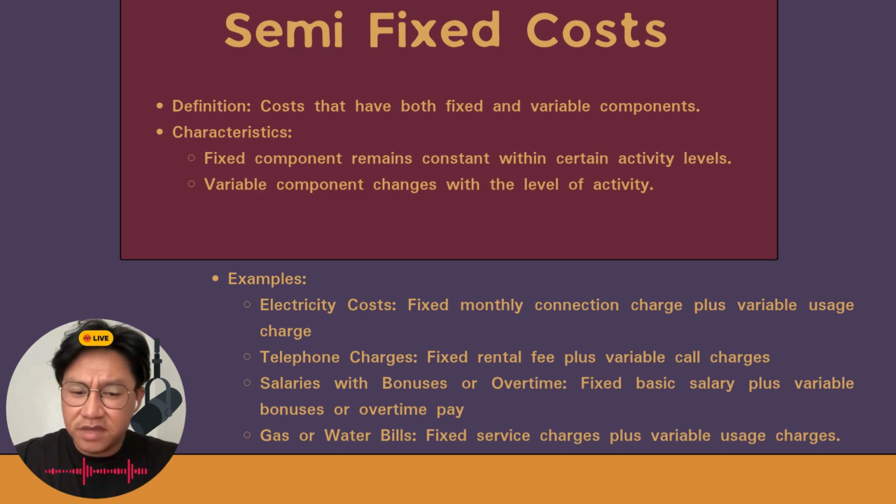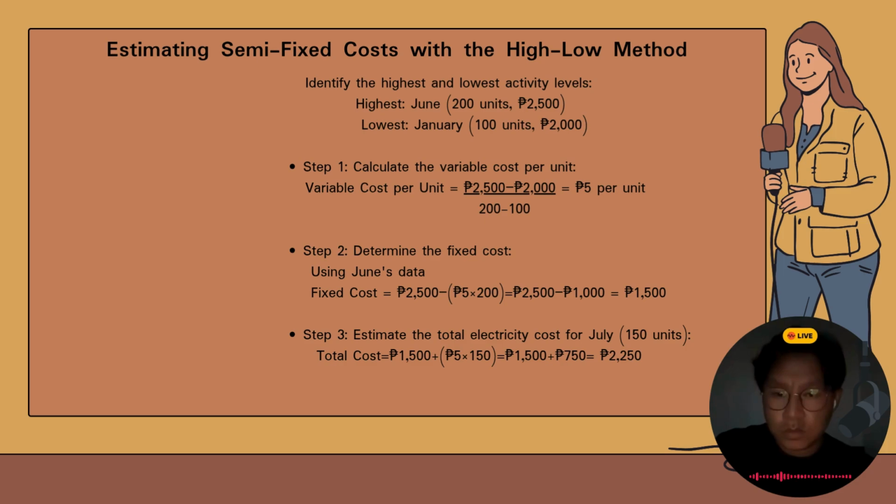By recognizing both the fixed and variable components, companies can better predict costs and make informed financial decisions. Let's look into a simplified example of applying the high-low method to estimate semi-fixed costs using a small bakery's electricity expenses. In this scenario, the bakery tracks its electricity cost over 6 months. By identifying the highest and lowest activity levels, which are June with 200 units baked at 2,500 pesos and January with 100 units baked at 2,000 pesos, we can estimate the fixed and variable components of the electricity cost.